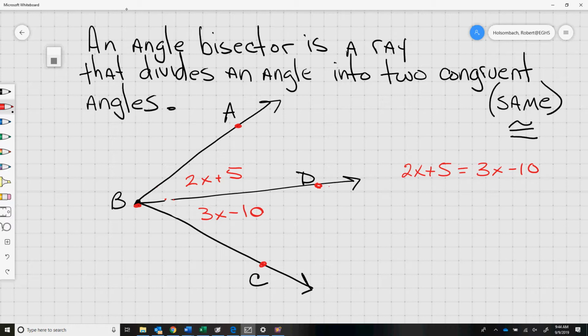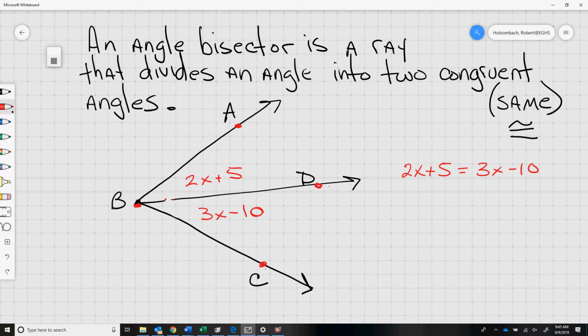And then what if they asked you to find the measure of angle CBD? Could you solve for x and then substitute? Okay? And that would give you one of the angle measures. Alright. So that's an angle bisector.